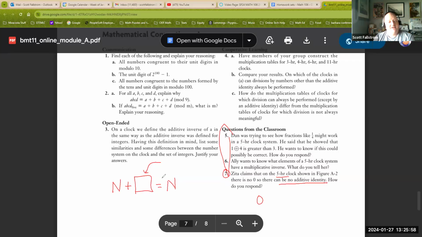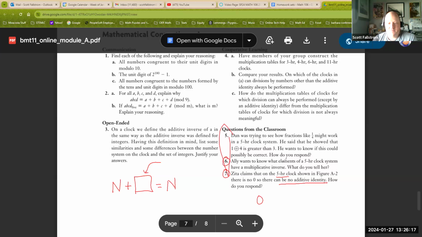The additive identity of whole numbers is 0. The identity of integers is 0. Of rational numbers is 0. But it doesn't say it has to be 0. It just has to be a number that I add and get back to what I started with. Okay.